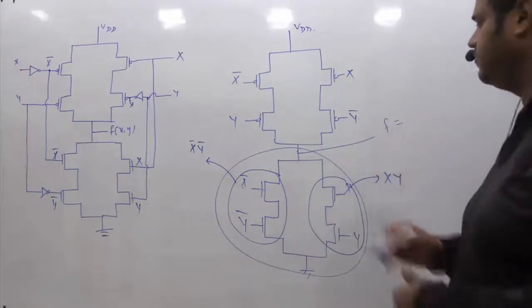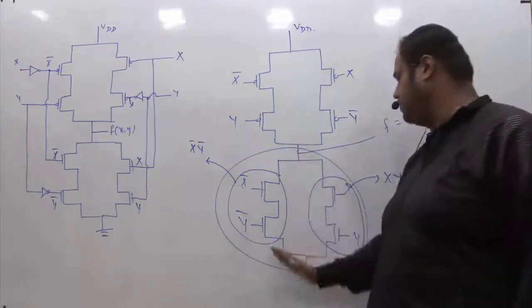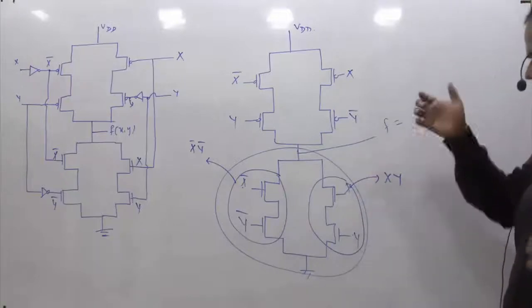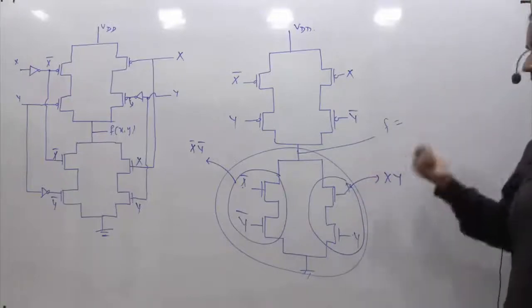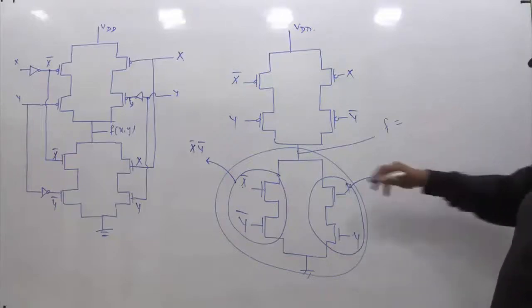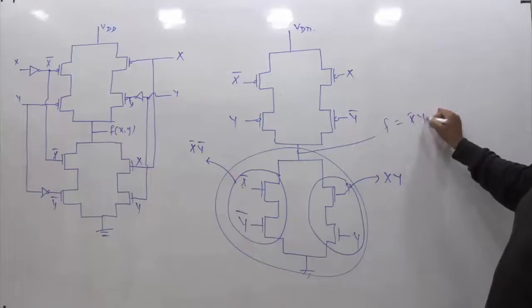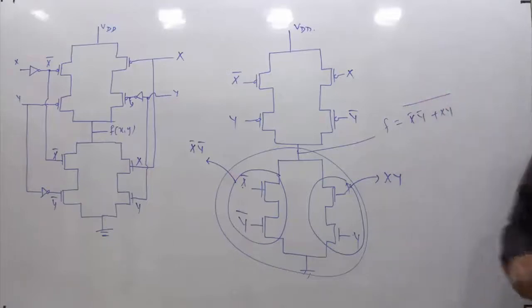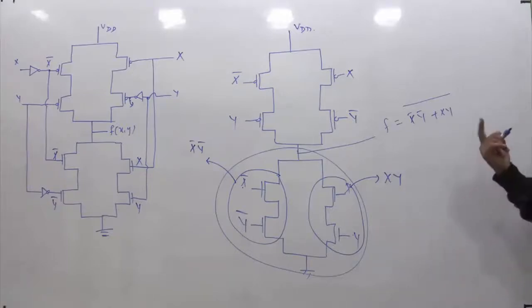From here we have two parallel paths, this and this, and we have to do the OR combination of them. That's what I was saying: if they are in series, make AND; if they are in parallel, make OR. So if you make the OR combination of this, what do you get? X bar Y bar plus XY, but don't forget to put the complement. First you do the series, parallel, AND and OR, and finally while giving the final expression, don't forget to put the complement.